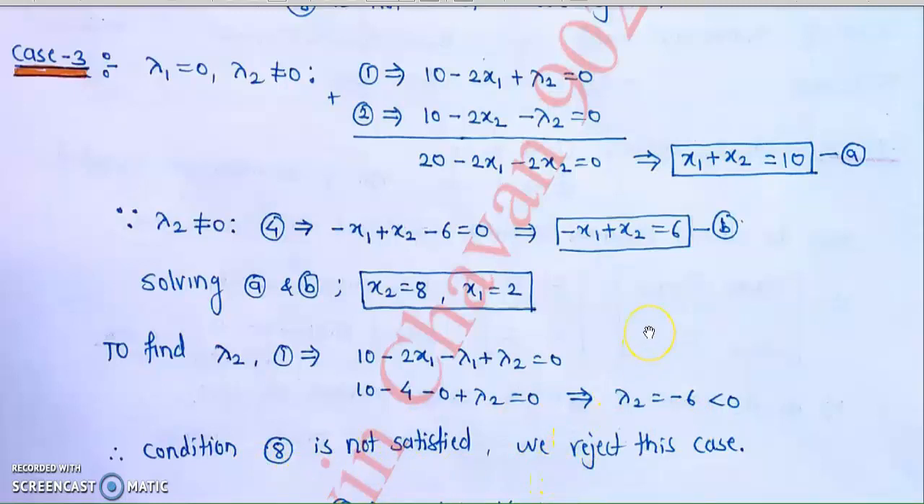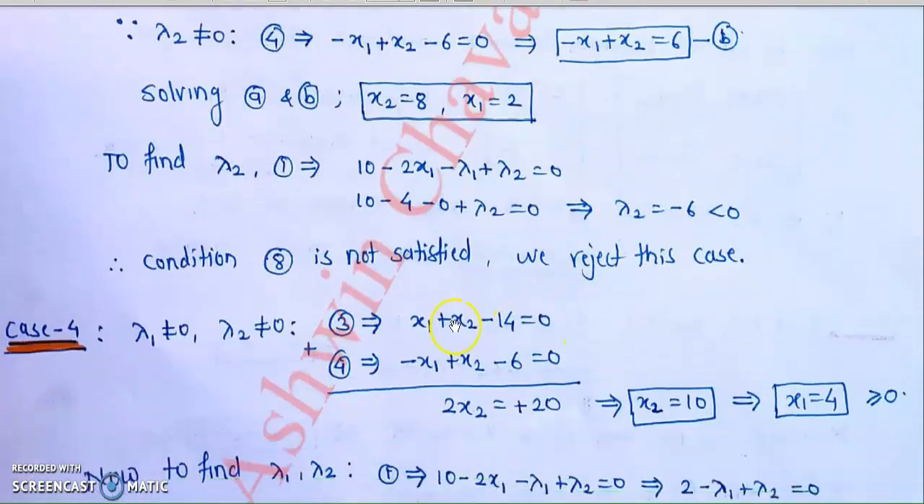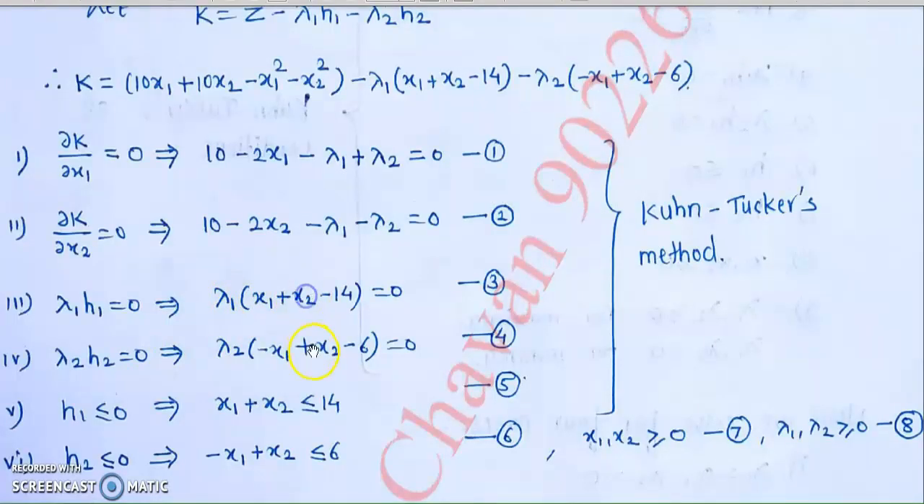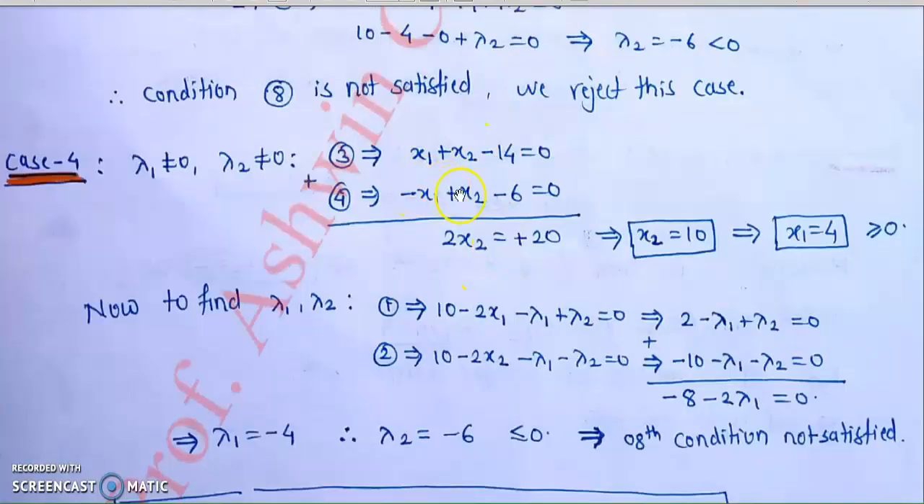Now we have the last case, case number 4, that both are non-zero. If lambda 1 and lambda 2 both are non-zero, equations 3 and 4 give us that this bracket term must be 0. So we get x1 plus x2 equal to 14 and minus x1 plus x2 equal to 6. If we solve them, we get x2 value 10, and we put the x2 value in one of these equations to get the corresponding x1. So we get x1 as 4, x2 as 10, both are non-negative. That's why the seventh condition is satisfied.